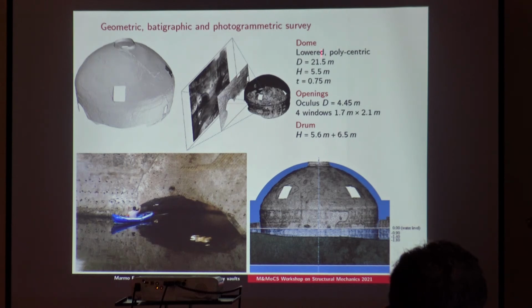And these are a few geometric information about the vault. What is interesting is the material, which is concrete. It is not made of stones, but it is made of concrete, like the Pantheon. The geometry, as I told you, is similar to the Pantheon. It is larger than the Pantheon, at least near the oculus.